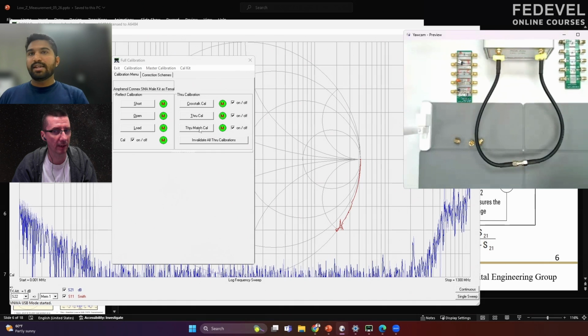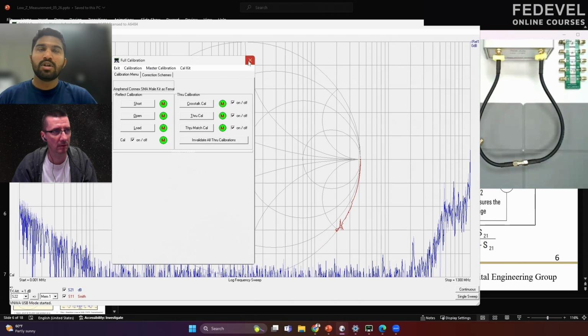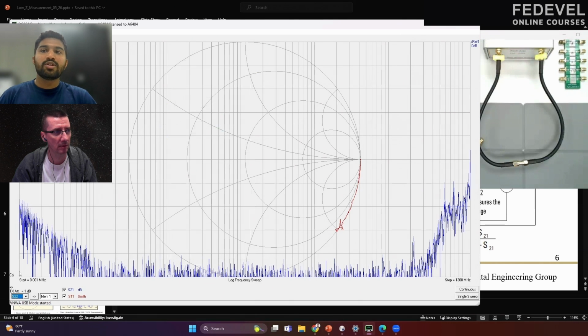And I take the through match cal. And once I'm done with everything, this will show me all in green, and then I can exit out of this window. Just as a consistency check, we should check if we see cal written over here. And if it says cal, it means that our VNA is calibrated.